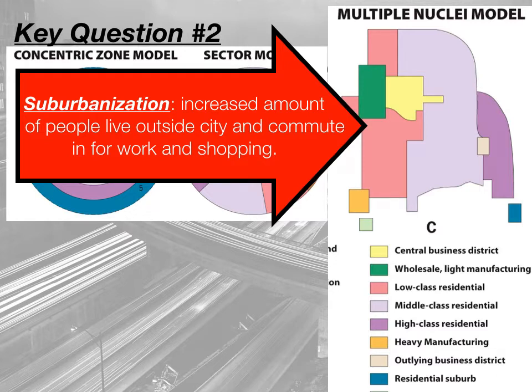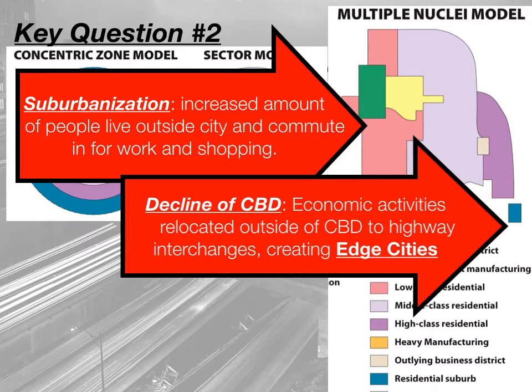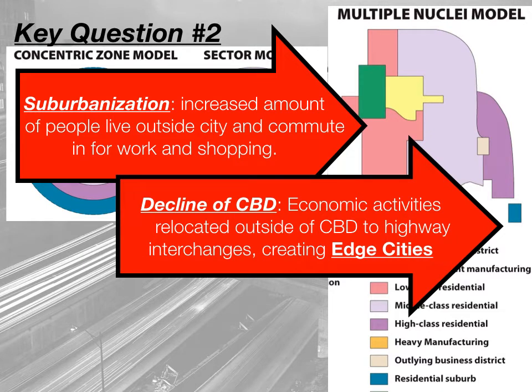So the number one factor was suburbanization. Suburbanization increased the amount of people living outside the city, commuting into the city both for work and for shopping or economic activities, and the decline of the central business district. So economic activities relocate outside of the CBD to highways, interchanges, creating edge cities. This is leading to the decline of the American city.